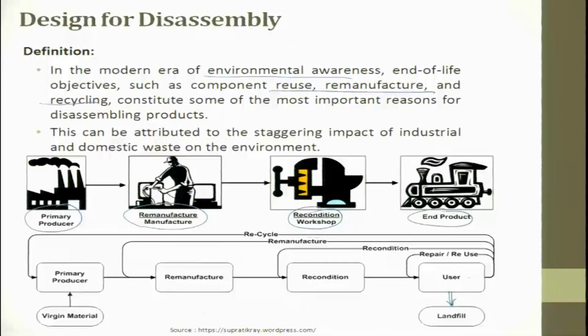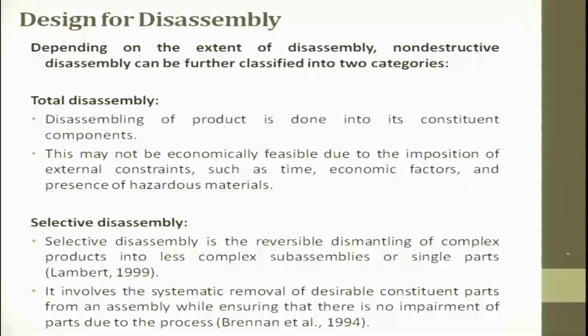So, a repair can be done, reconditioning can be done, remanufacturing can be done, recycling can be done. This is all part of design for disassembly. Depending on the extent of disassembly, non-destructive disassembly can be further classified into two categories: one is total disassembly, another one is selective disassembly. Total disassembly means our product is taken apart into its constituent components.